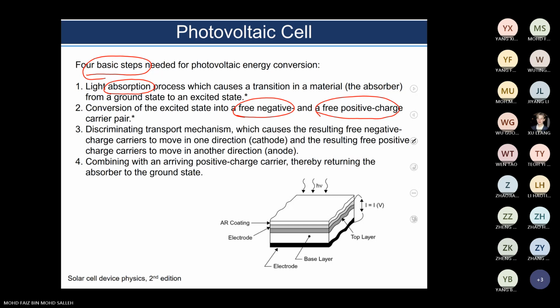Number 3, discriminating. You need to make the electron and hole move in different ways. This answers the question I threw out before. Why don't you just use a piece of copper or a single type? This is the reason. You need to discriminate. You need to make the electron move one way and the hole the other way.